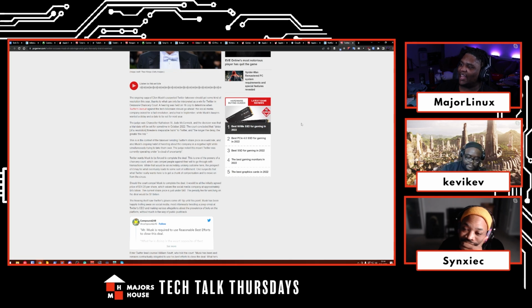And the decision was that a trial date will be set for sometime in October 2022. The court concluded that delay of a resolution threatens irreparable harm to Twitter, and the longer the delay, the greater the risk. This is in the context of the takeover sending Twitter share price on a wild ride, and also Musk's ongoing habit of tweeting about the company in a negative light while simultaneously trying to take them over. The judge noted this meant Twitter was currently operating under a cloud of uncertainty.